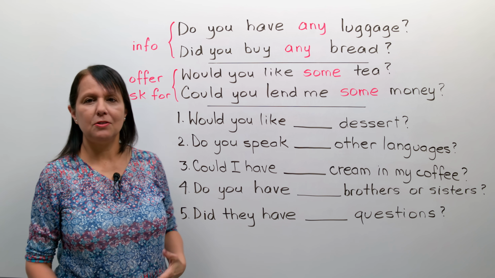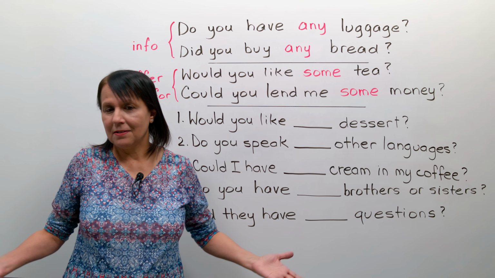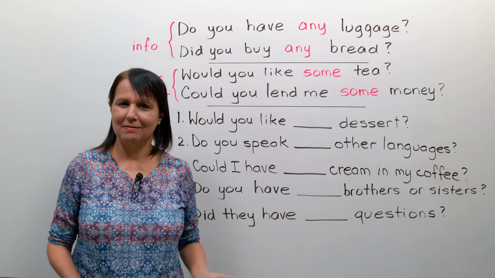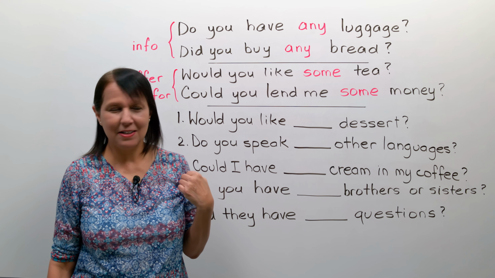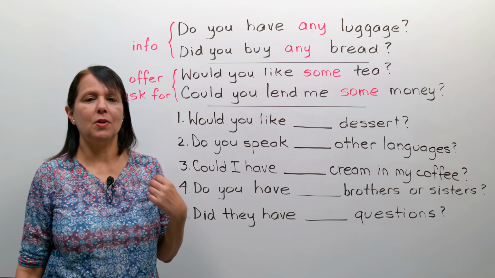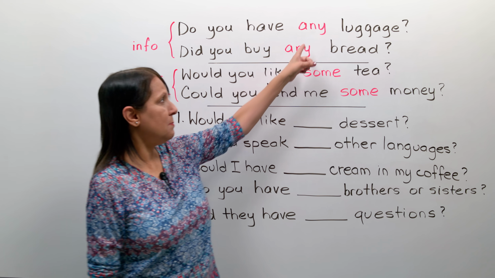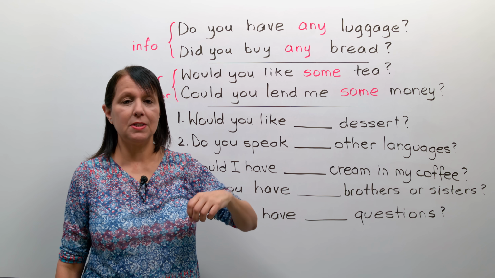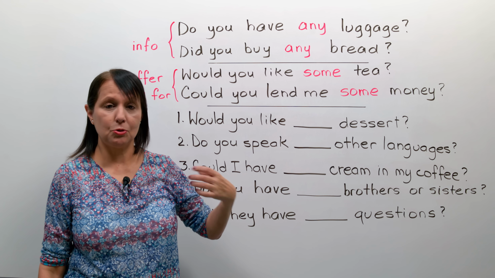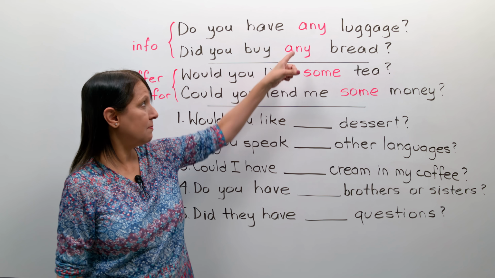Or, did you buy any bread? So what did you see there? What did we use? We just used any, right? Do you have any luggage? Do you have any suitcases? Remember, whether you're using a non-count noun or you're using a countable noun like suitcases, it's the same word here.